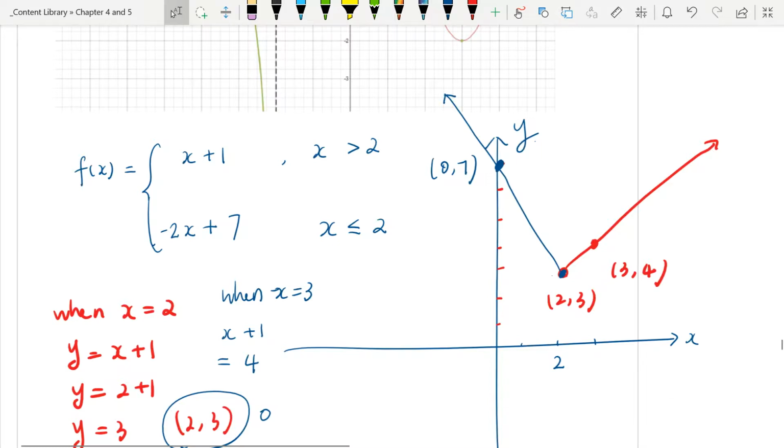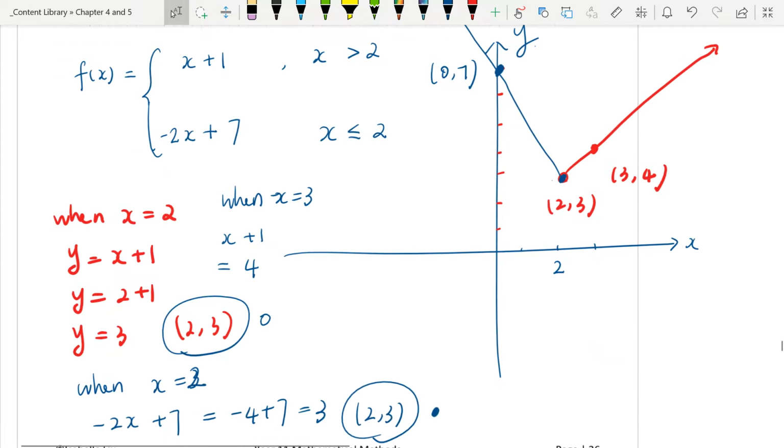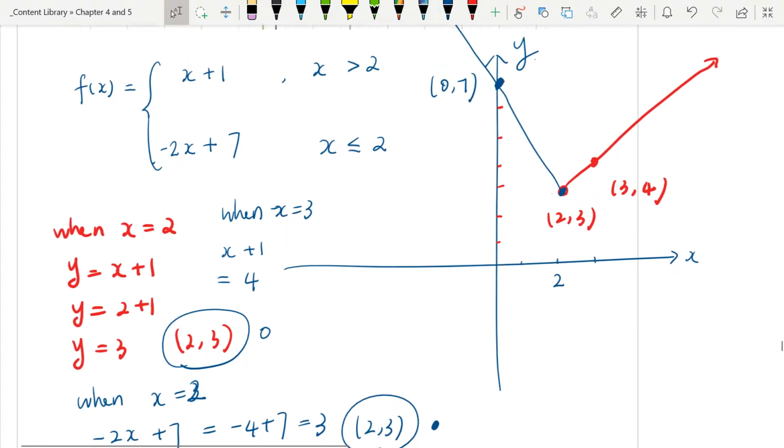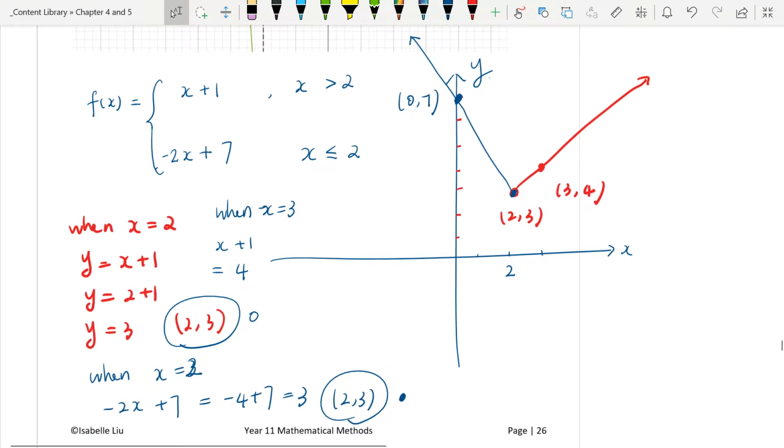And just something to clarify, because I always have students with this problem. They don't know how to draw the point (2, 3). They wonder, is that an open circle or closed circle? It will be a closed circle, and it's just drawing the two functions together. Okay, so that's what I want to say for the hybrid function.